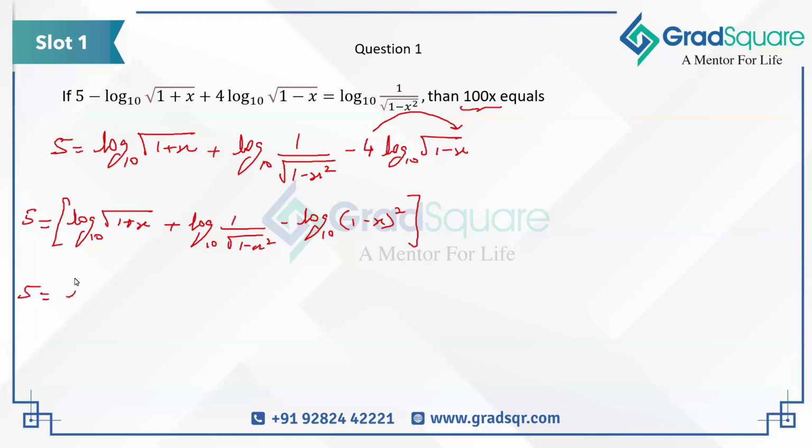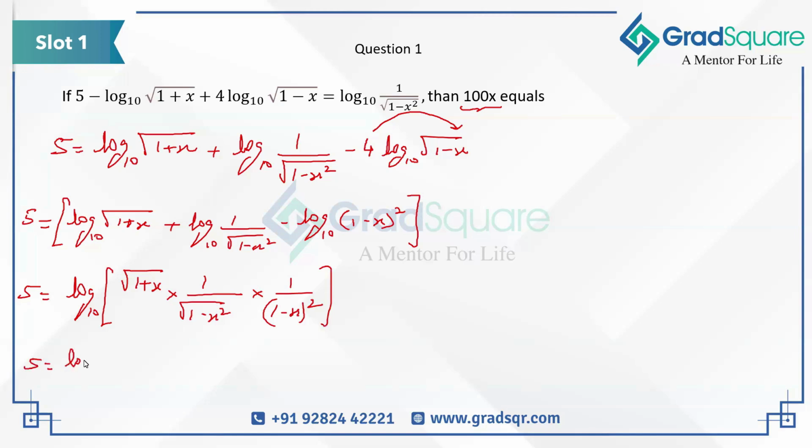So this becomes 5 is equals to log base 10 root over of 1 plus x multiplied by 1 by root over of 1 minus x square, and then divided by 1 minus of x whole square. So that will go in the denominator and become 1 minus of x whole square. Right? Now, if you watch this very carefully, you will realize 5 is equals to log base 10 root over of 1 plus x multiplied by 1 by root over of 1 plus x and 1 minus x. Root over of 1 minus of x. And then you have 1 by 1 minus of x whole square.